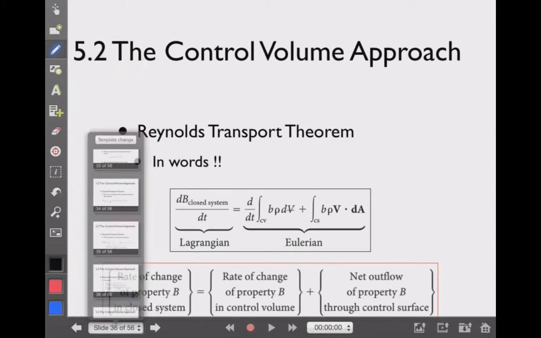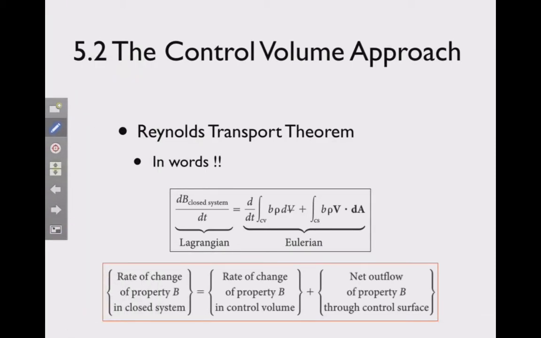36 here, where we wrote the equation, basically the theorem, here in words, where we have the rate of change of the property we're interested in for a closed system. That's going to equal the rate of change of that property within the control volume plus the net outflow of the property through a control surface. And so we're going to be starting to apply this equation to mass and to solve problems that require our understanding of flow through control volumes and control surfaces.